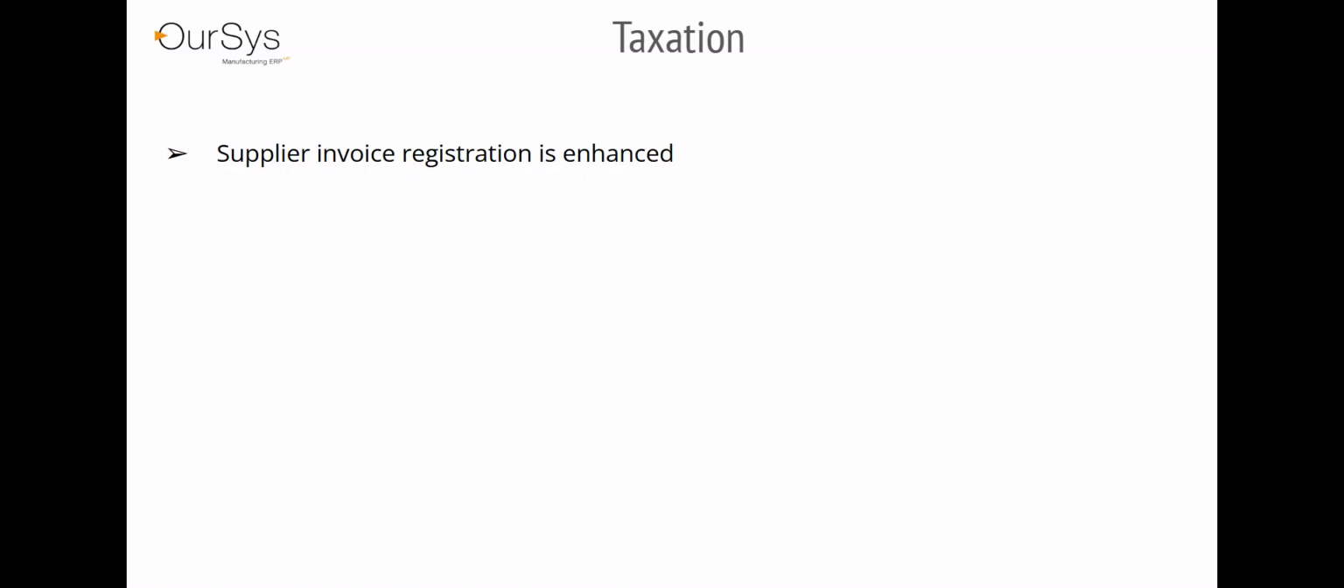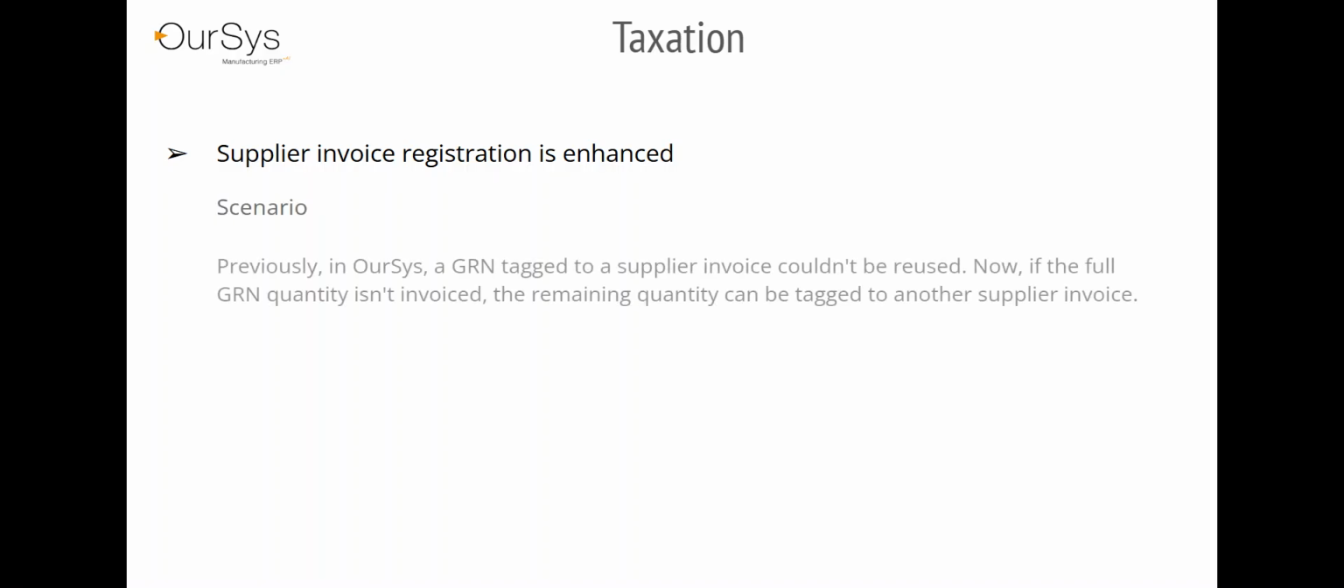Supplier invoice registration is now enhanced. Earlier in OurSys, once a goods receipt note was linked to a supplier invoice, it couldn't be used again for another invoice. This caused a problem. When the full quantity of a GRN wasn't invoiced, there was no way to use the remaining quantity for a new supplier invoice.